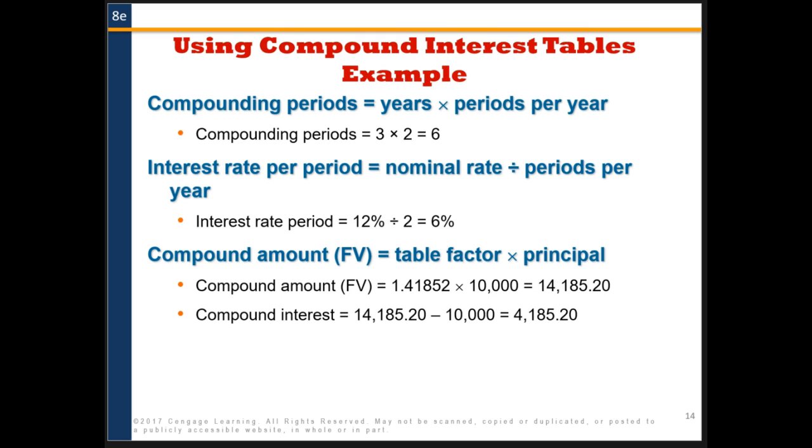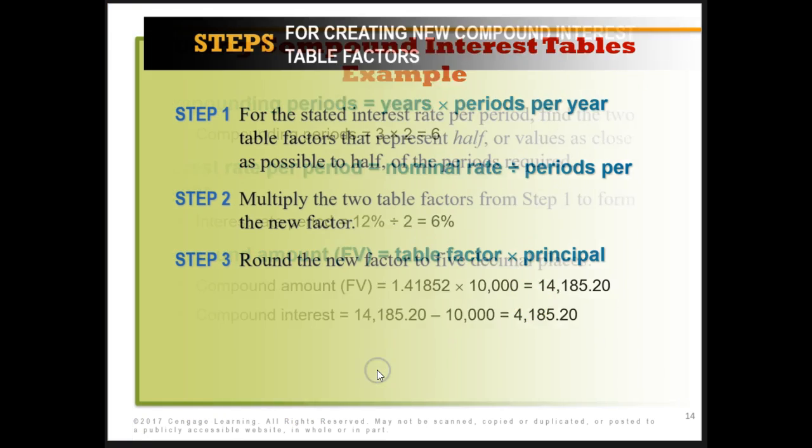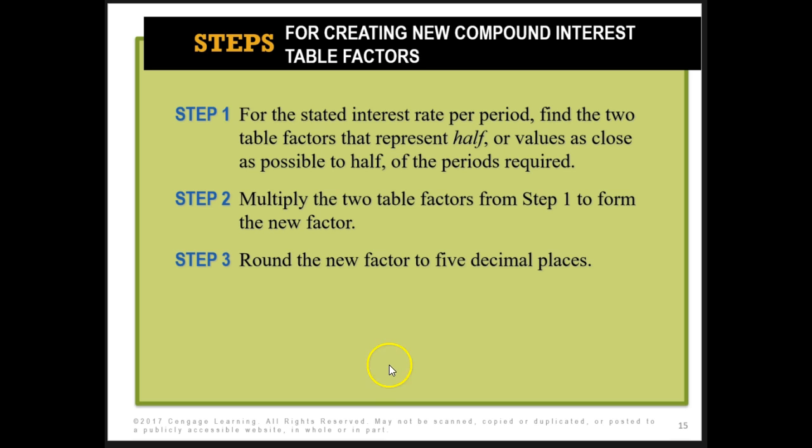So if we refer back to the problem that we just solved by hand, this is just another way to do it using the table. So you can compare this method to the manual method. These are the steps for creating new compound interest table factors.